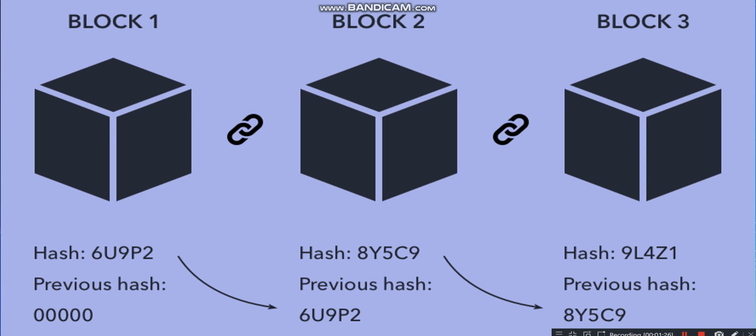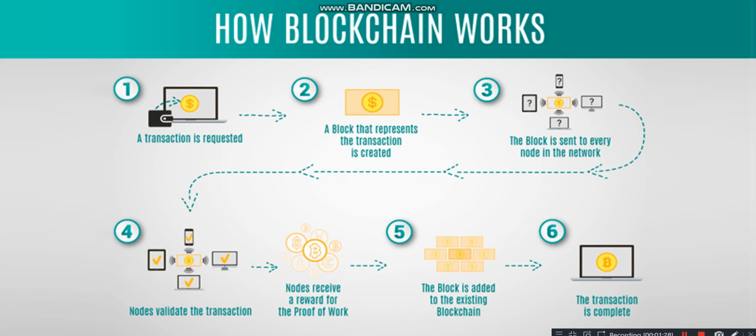So this is the complete diagram of how blockchain works. The transaction is requested and the block is created. The block is sent to every node. The node validates that the transaction is correct. The block is added to the previous chain and the transaction is complete.